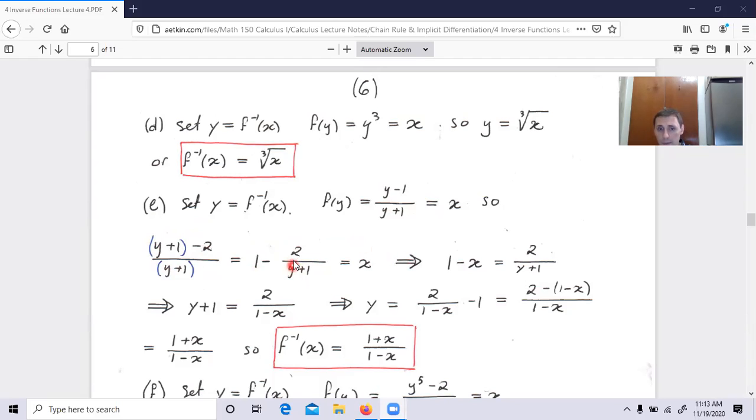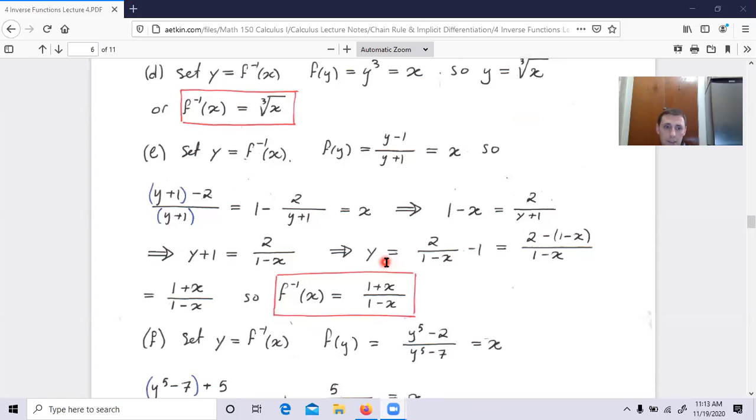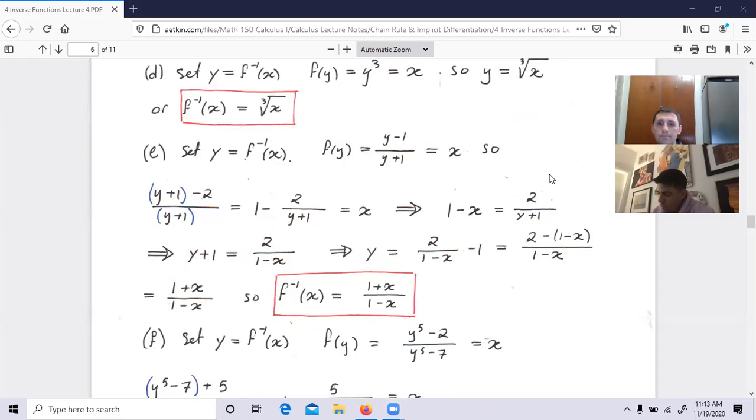I can move the minus 2 over y plus 1 to the right and move the x to the left. So I have 1 minus x is 2 over y plus 1. I take reciprocals and I have y plus 1 equal to 2 over 1 minus x. And that makes y equal to 2 over 1 minus x minus 1. And simplifying, I can write it as 1 plus x over 1 minus x. Is this clear?